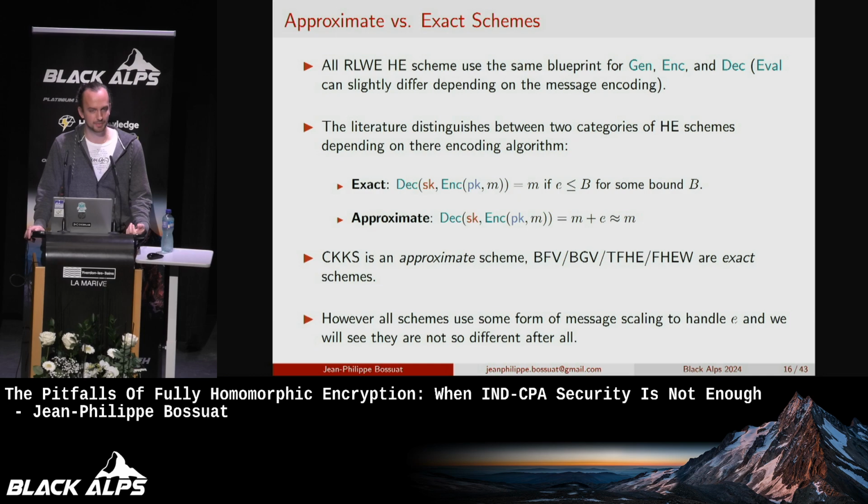And you have approximate schemes, where you don't have exact correctness, but you retrieve a message that is very close to the original message, but not exactly the same. The CKKS scheme, which does arithmetic over complex numbers, is approximate. And all these other ones, which do arithmetic on finite fields, are exact. We can see why it needs to be approximate, because the complex field is unbounded, it's continuous arithmetic. But they have something in common: they all use some form of scaling to encode the message and handle how they manage the noise. And we will see that this is important.